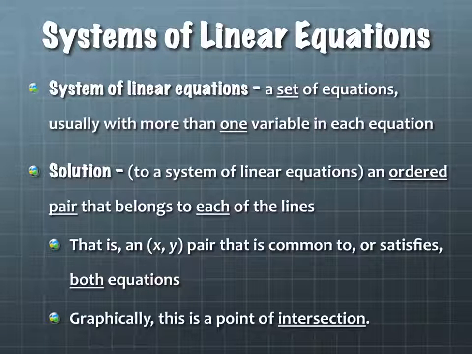A system of linear equations is a set of equations, usually with more than one variable in each equation. A solution to a system of linear equations is an ordered pair belonging to each of the lines, because linear equations are lines. That is, it's an ordered pair xy that is common to or satisfies both equations. And graphically, that looks like an intersection. It's where they cross.